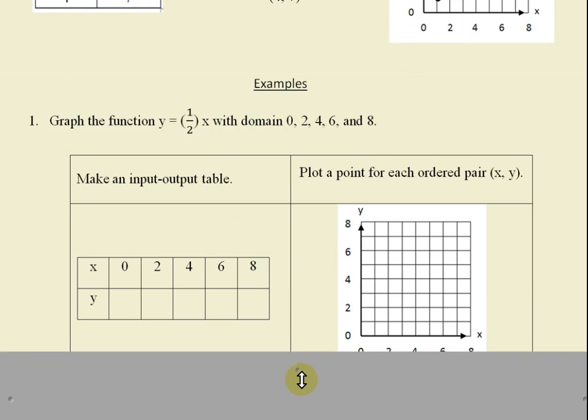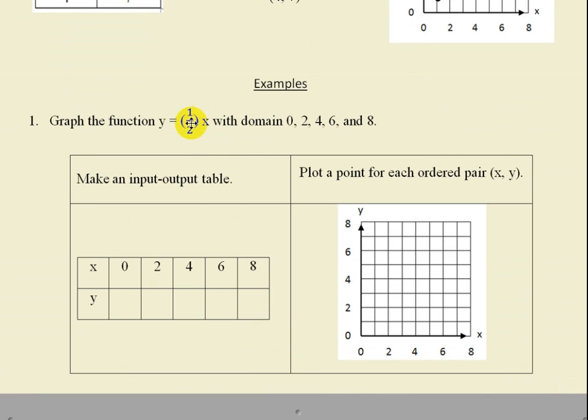So here we're asked to graph the function y equals 1/2 x with domain 0, 2, 4, 6, and 8. So first of all, we want to complete this table. We have our input values. We want to calculate the output values by multiplying by 1/2. So this tells us take 1/2 times our input. So 1/2 times 0 would give us 0 for our output here.